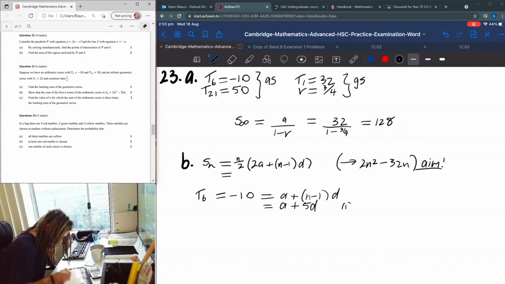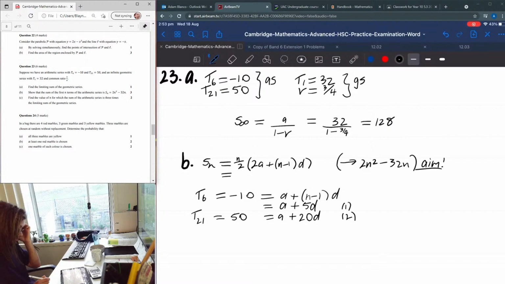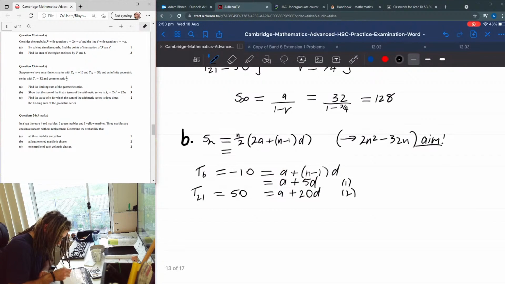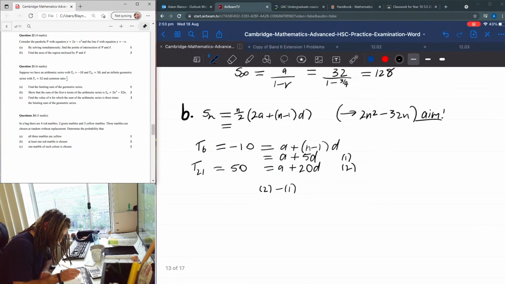And guess what? I'm going to call that equation 1. I know that T21 is 50. That's A plus (n minus 1)d, which is 21 minus 1, which is 20d. I'm going to call that 2. Now, both of these have an A in them, so 2 minus 1 will give me positive numbers. That gives me 50 minus (minus 10) is 60. A minus A is nothing. 20d minus 5d is 15d.